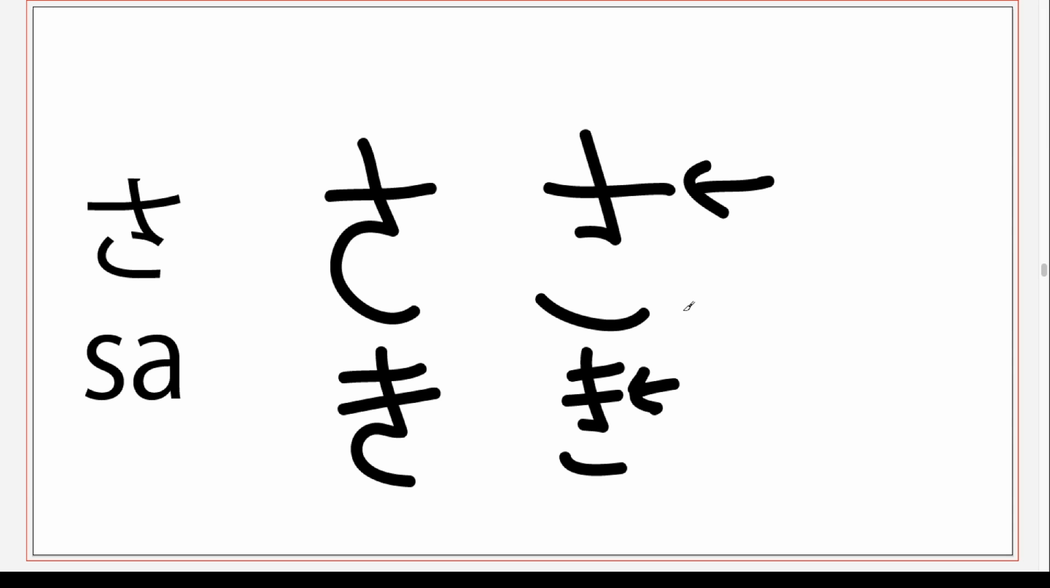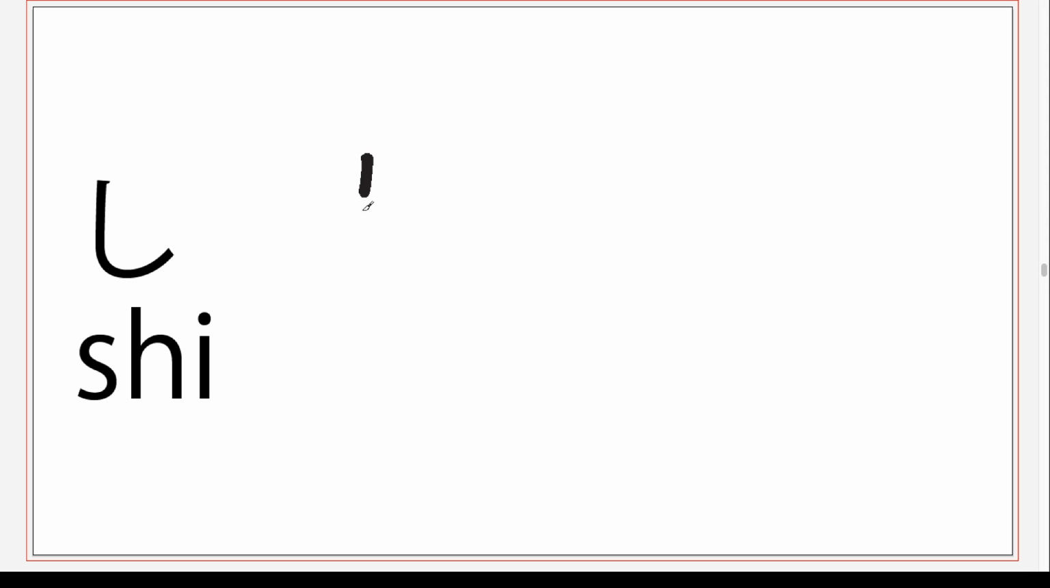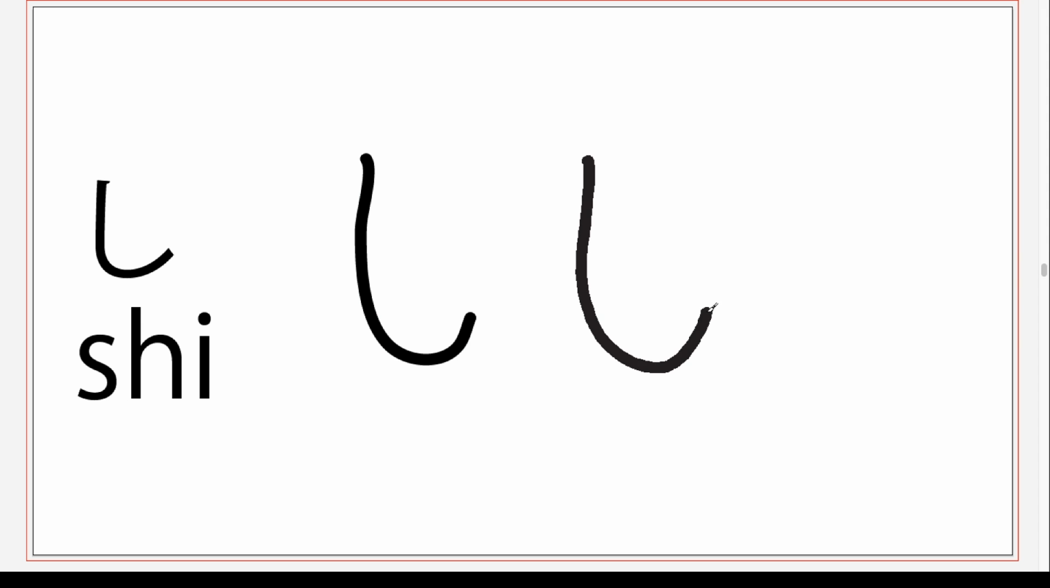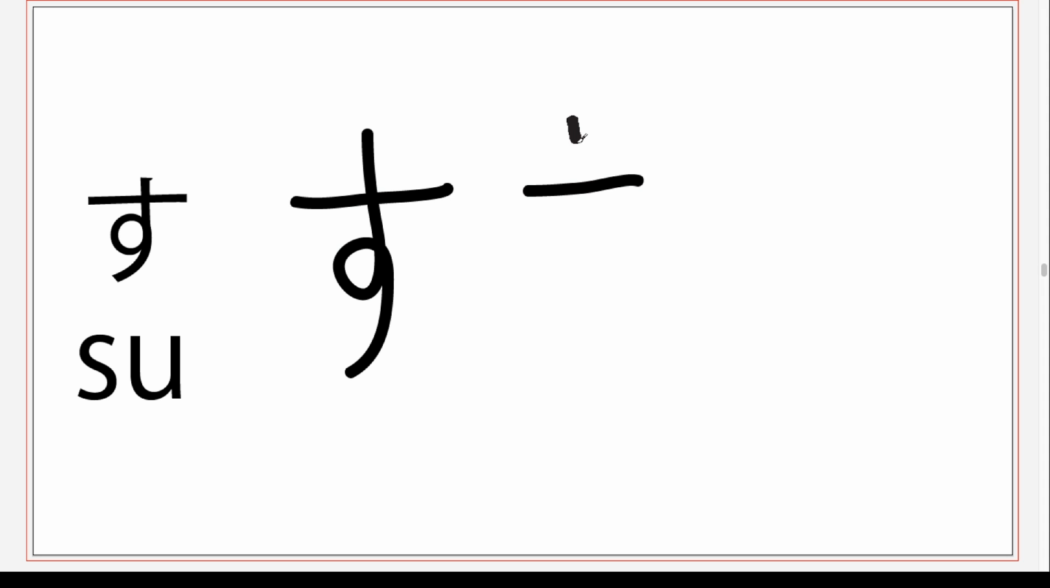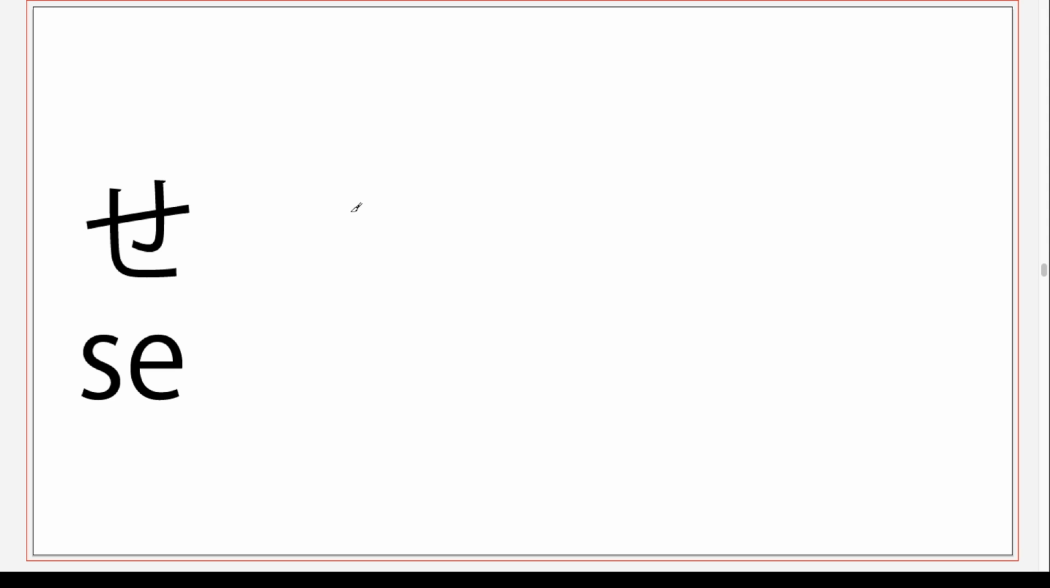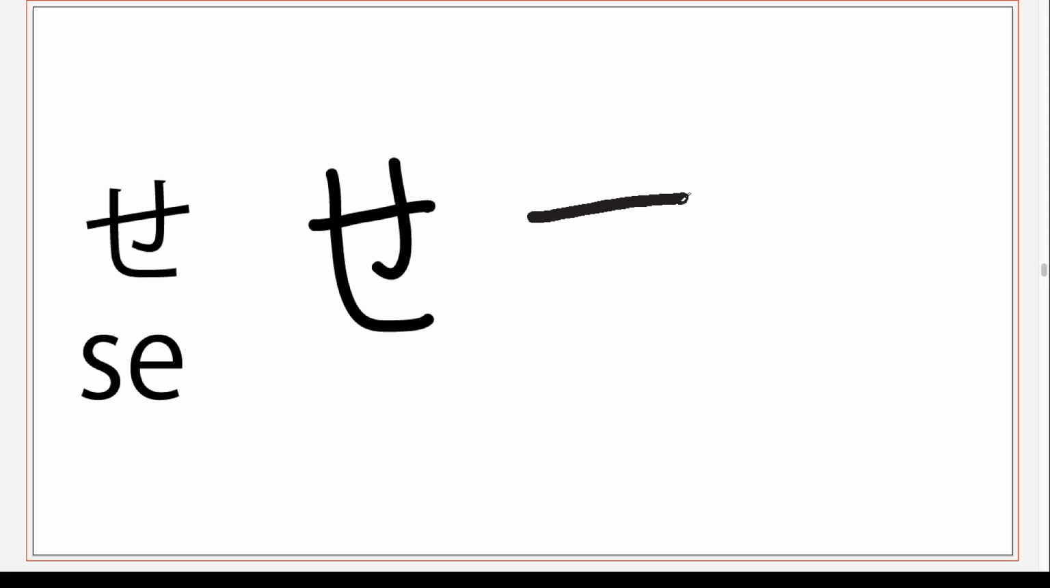Okay? All right, this one is shi. One stroke, very easy. Shi, and that's it. All right, su is another fun one. 1, squiggly 2. 1, squiggly 2, and that is su. Okay, next is se. 1, 2, 3. Se. 1, 2, 3, and that is se.